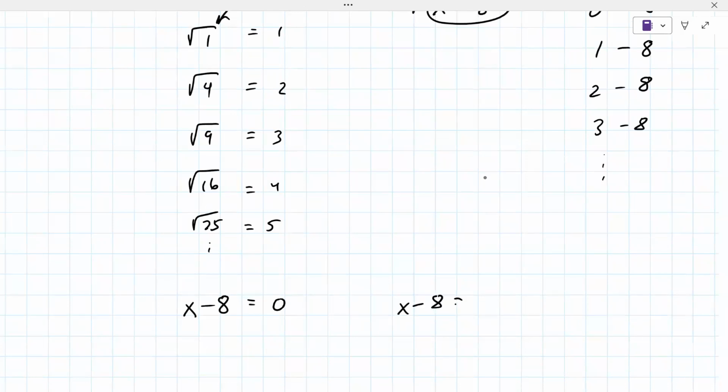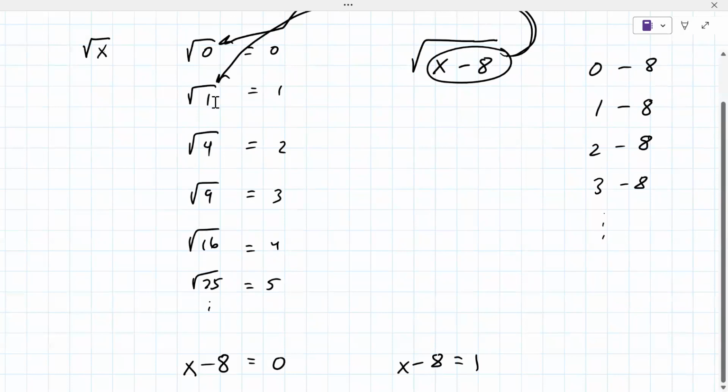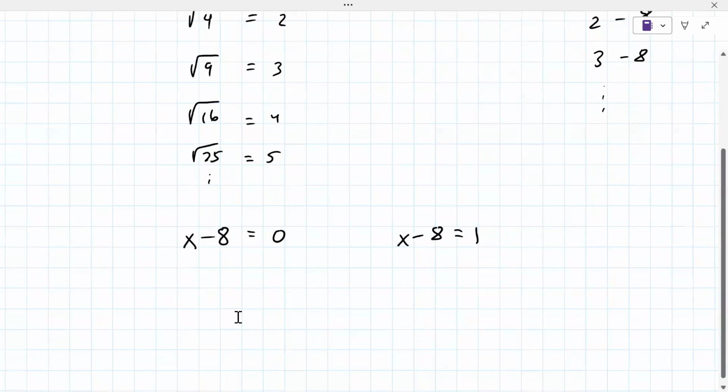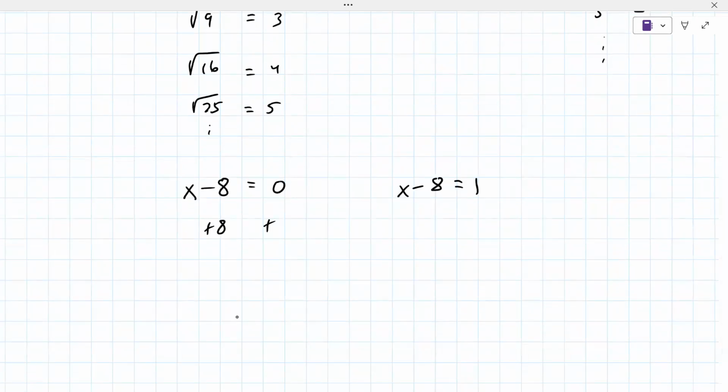x minus 8 equal to 1. Because you can take the square root of 0 and you can take the square root of 1, but you can't take the square root of 0 minus 8. Okay, now let me try to come full circle with this.